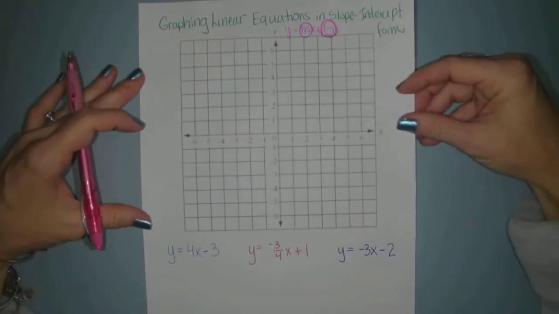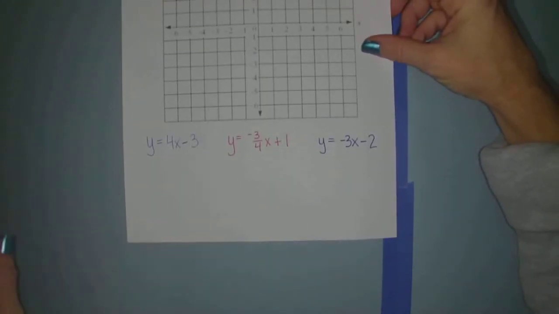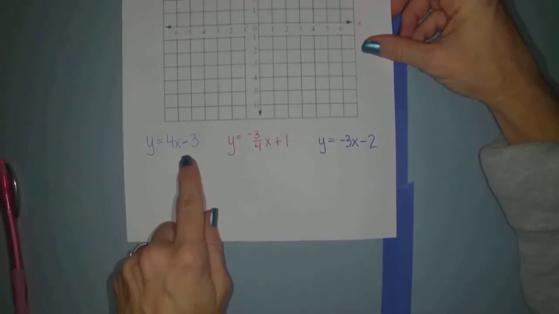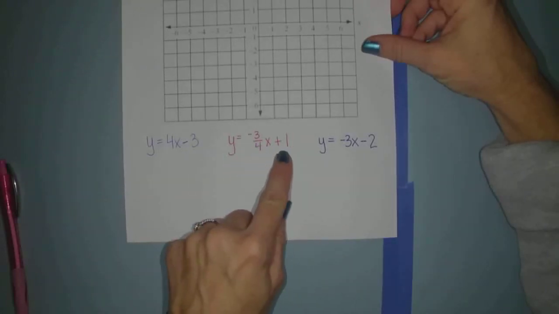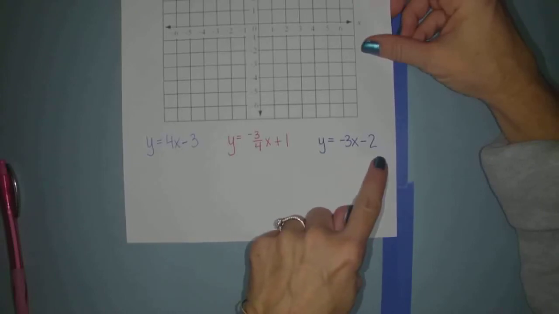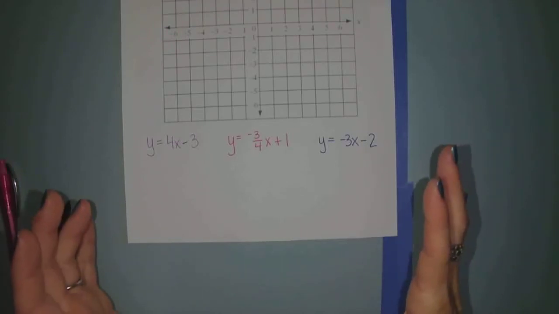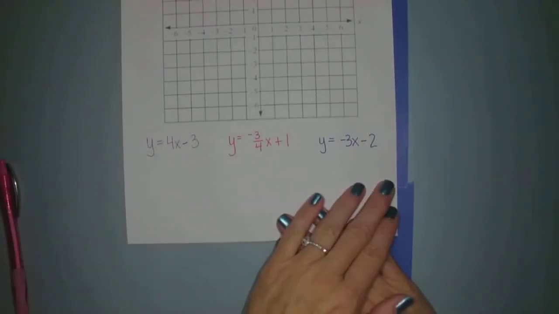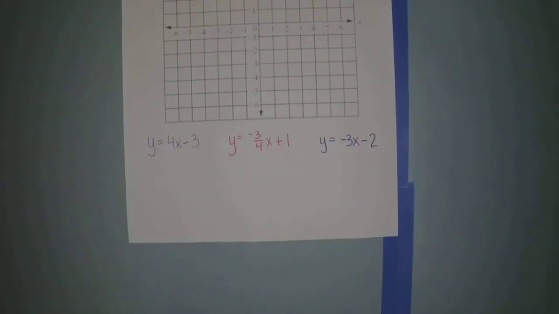So I've got three equations down here for us. In purple, I have y equals 4x minus 3. In red, I have y equals negative 3/4 x plus 1. And in blue, I have y equals negative 3x minus 2. They all have slope-intercept form. So we're going to graph all three of these in different colors on the same coordinate plane, and hopefully this will give you a good comfort level on how to do this.